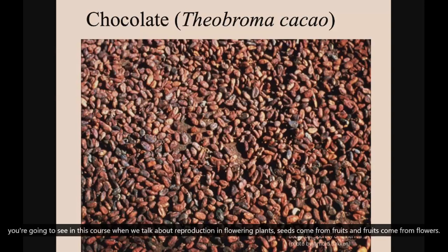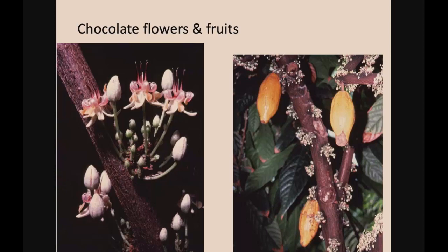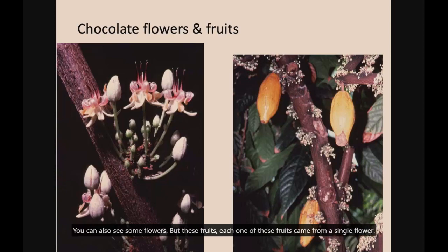Seeds you're going to see in this course when we talk about reproduction in flowering plants. Seeds come from fruits, and fruits come from flowers. So here on the left you can see the flowers of the chocolate tree. The flowers of the chocolate tree are weird. They come right out of the woody part of the plant. That's pretty unusual. And then on the right you can see these fruits. You can also see some flowers. But each one of these fruits came from a single flower. And each one of these fruits contains seeds that then we turn into chocolate.